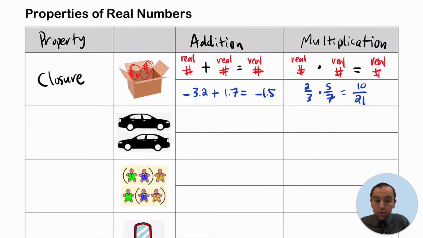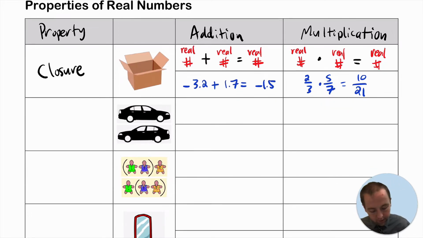If it's not closed, then you'd get a number outside of the box or outside of the set. But it just turns out that real numbers are closed under addition and multiplication. So that's the closure property.